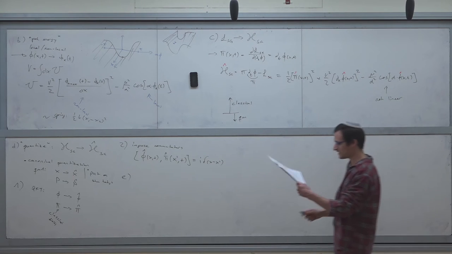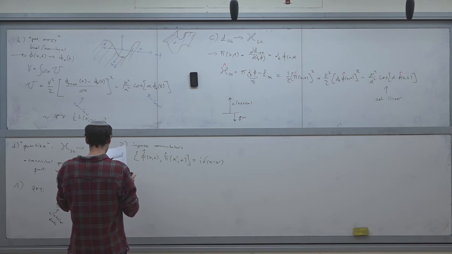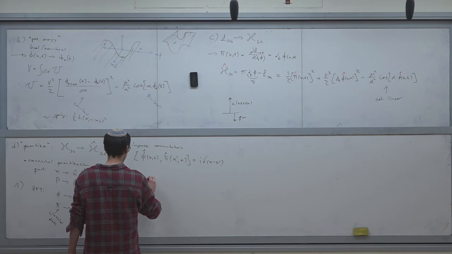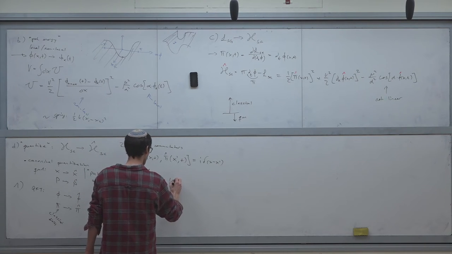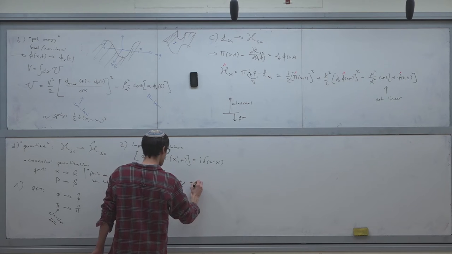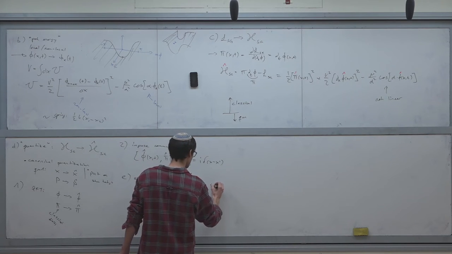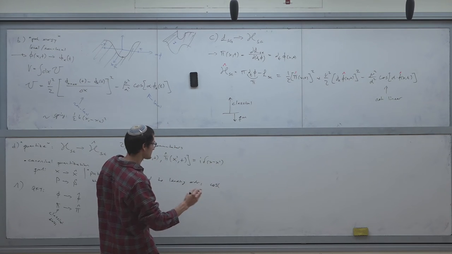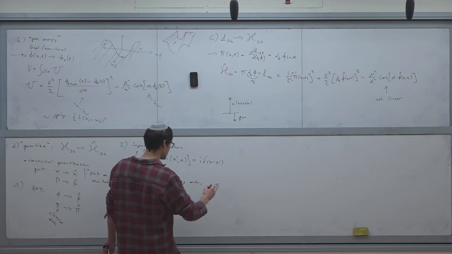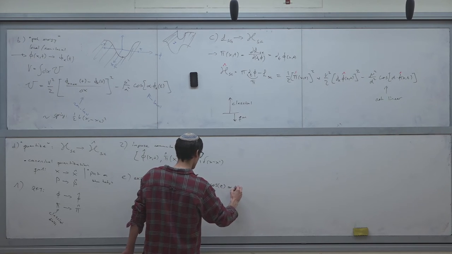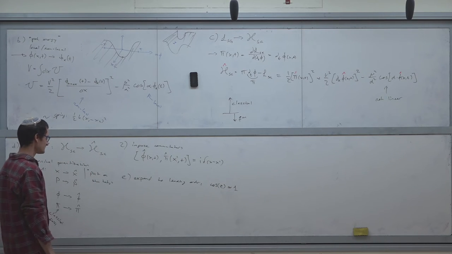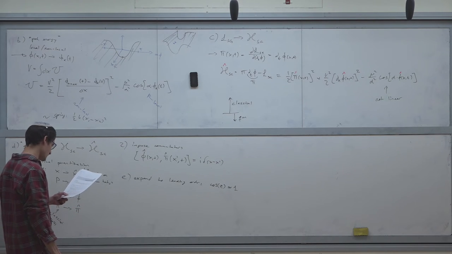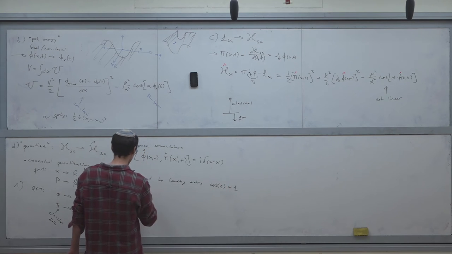So in E, you're told to expand the nonlinear part to leading order. So to take cosine of z equals 1. Now that's the leading order of cosine. And then you can diagonalize the Hamiltonian. So expand to leading order.